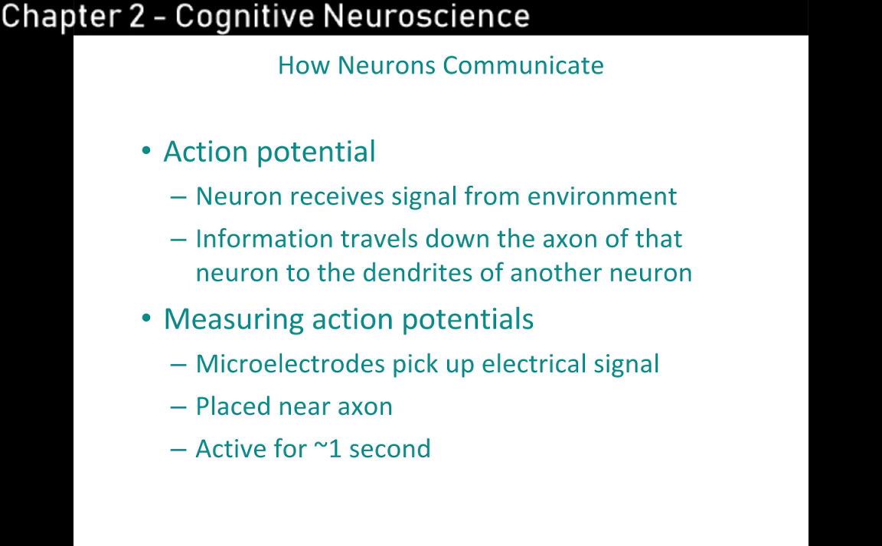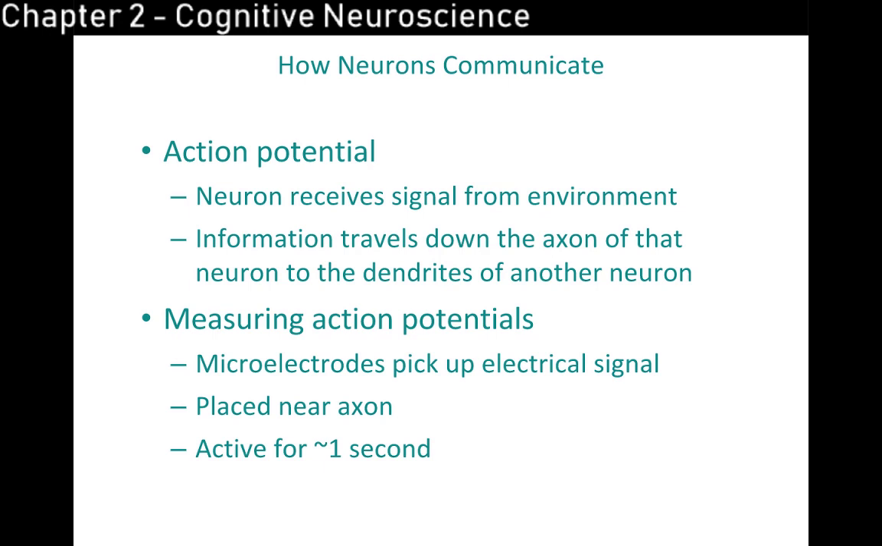the way that neurons communicate is through this thing called action potential. Now, in this case, we have an activation of the neuron as it receives signals from the environment. That information, in the form of electricity, travels down the axon to basically end at the axon terminal, and then that spreads out to other neurons.